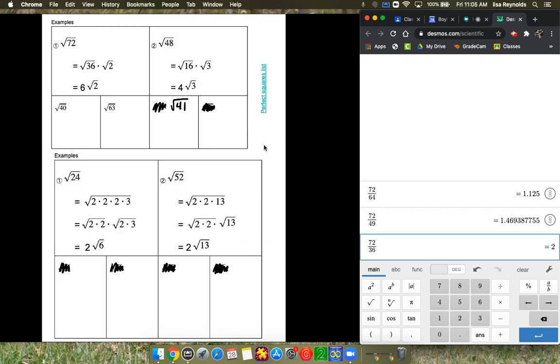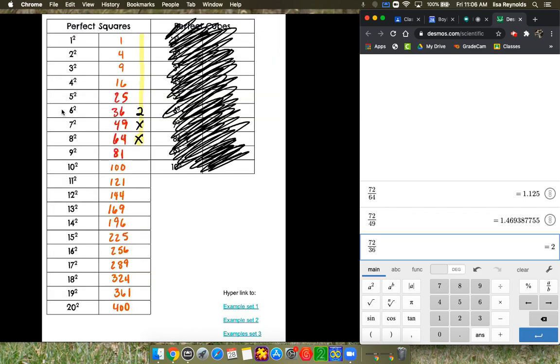So just a few more example problems. Here are those same examples from the previous page. I'm not going to do any further examples of the prime factorizations. I want to do the one where we use this perfect squares list. So I'm going to work with the 40. I need to use my perfect squares list and see if I can find the perfect square that goes into 40. So back to this list.